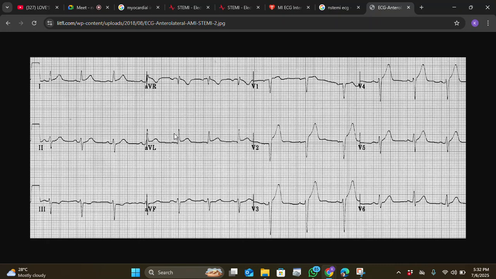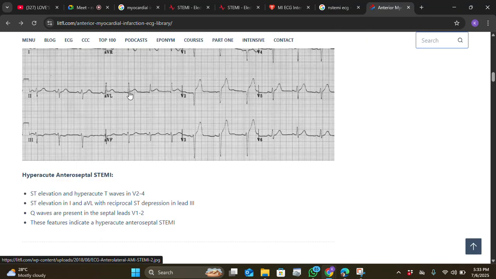This V2 and V3, you see that there's actually an elevation there too. Having it in V2, V3 should tell us which kind of lead it is. Anterior. So we actually have an anterior MI here. Q waves are present, also in V1 to V2. Then there's an ST elevation in V2 to V4.